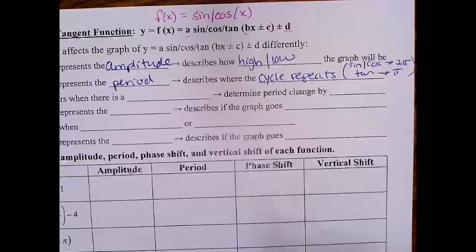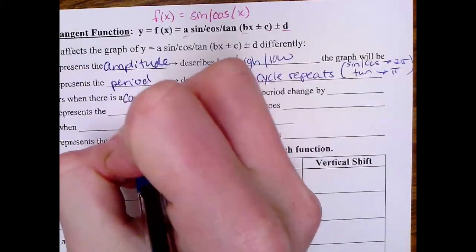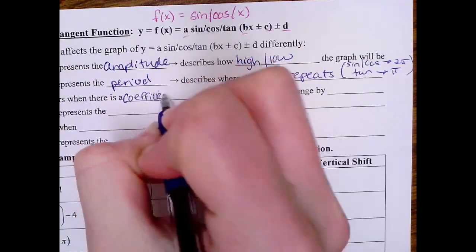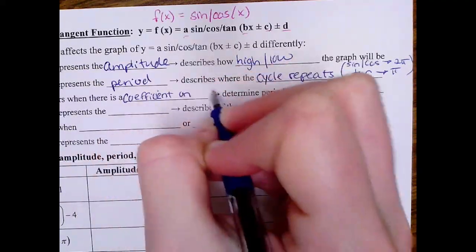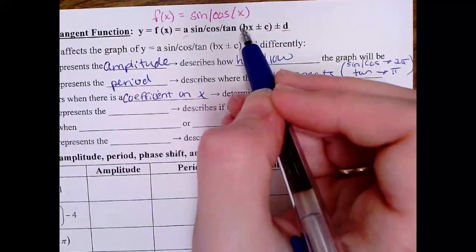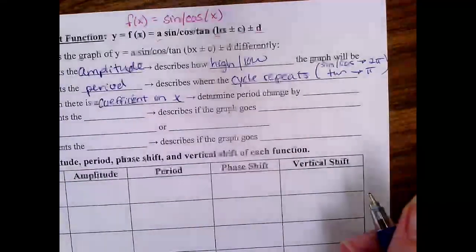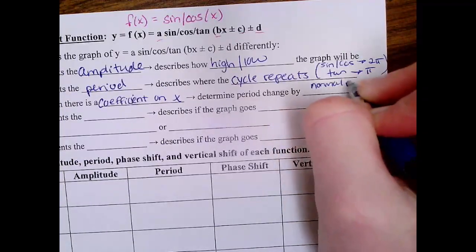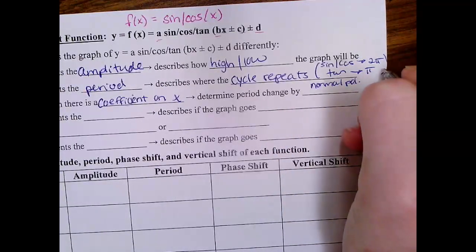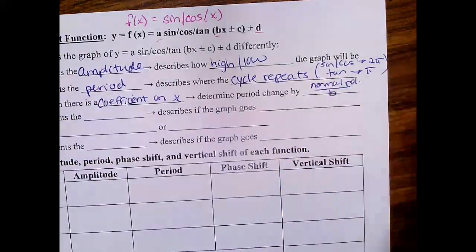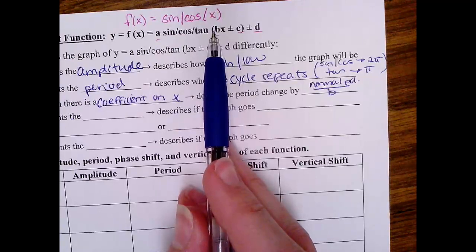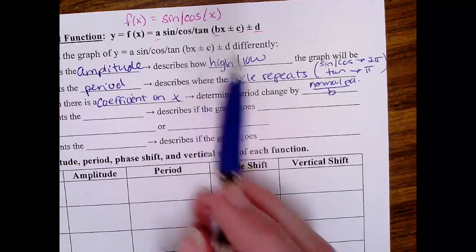A period change occurs when there is a coefficient on x, a number in front of x. So coefficient on x, that b there basically is what I'm talking about, if there's a number on x. And we determine the period change by taking the normal period, so that 2 pi for sine and cosine, or the pi for tangent, and we divide it by that b. If it's just 1, then your period doesn't change. But if it's 2 or a half or a different number, it will change.